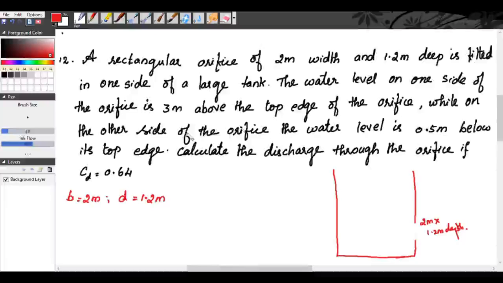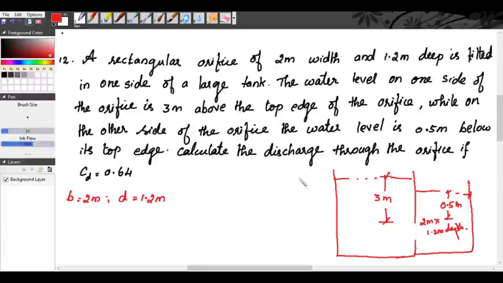The water level on one side of the orifice is 3 meter above the top edge of the orifice, while on the other side of the orifice the water level is 0.5 meter. So on one side the water level is 3 meter above the top edge of the orifice, and on the other side, from the top edge of the orifice, the water level is 0.5 meter. Calculate the discharge through the orifice if CD is given as 0.64.